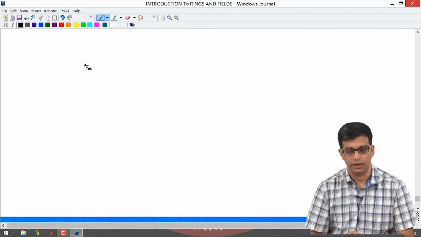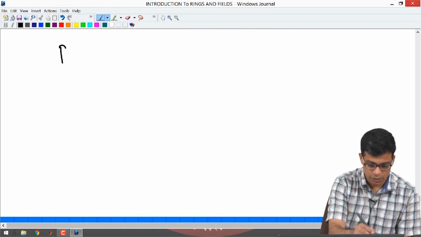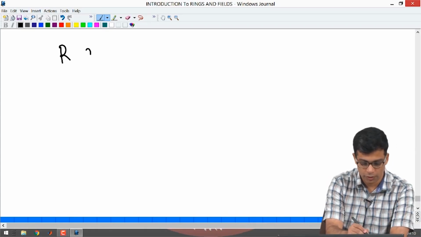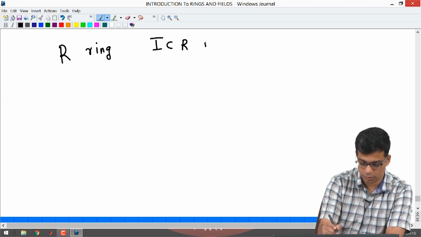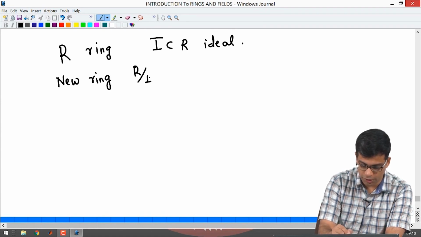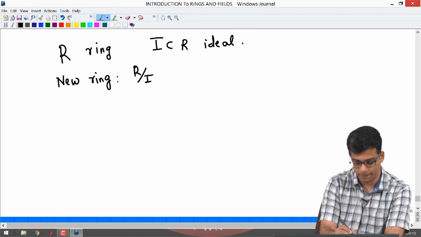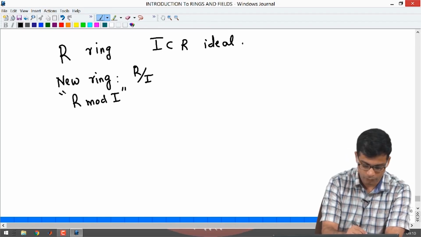Let us continue. In the last video I discussed the important operation of quotient rings. So, recall the operation quickly. R is any ring, I is an ideal in R. We defined a new ring called the quotient ring, which is denoted by R mod I. This is read as R mod I.